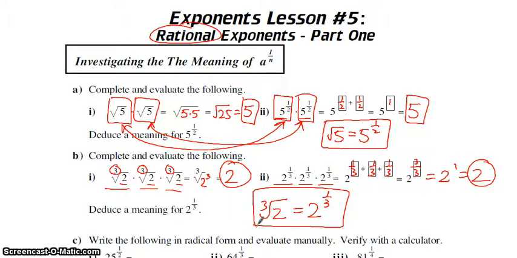Do you see the pattern here? When you have 5 to the power of 1/2, this 2 is the same as having a square root. If you have 2 to the power of 1/3, this 3 is the same as having a cube root. So the denominator in the exponent means the root. That's our rule.